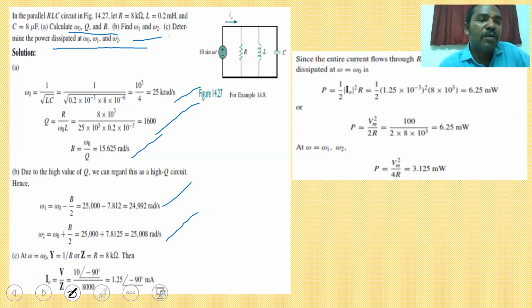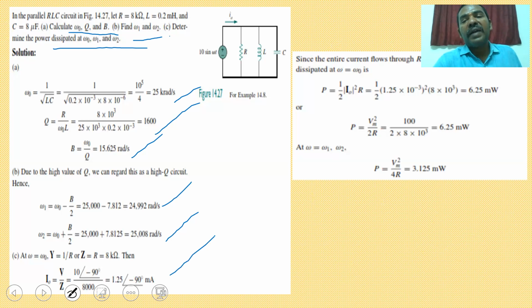Now we have to go for determination of power under resonance condition. What is the Y value you are getting? Y value is 1 by R, and R is 8 kilo ohms. The current you are writing is V by Z. So that is equal to 10 sine omega t, which is 10 at an angle of minus 90 degrees, divided by 8,000. So finally you are getting 1.25 at an angle of minus 90 degrees milliamperes.